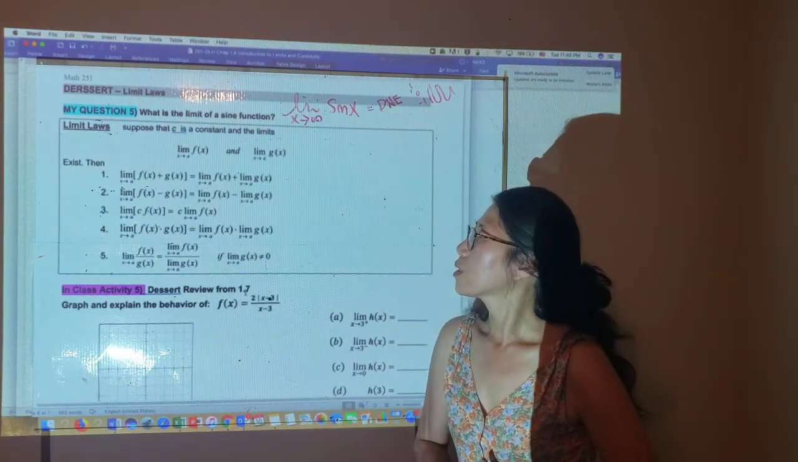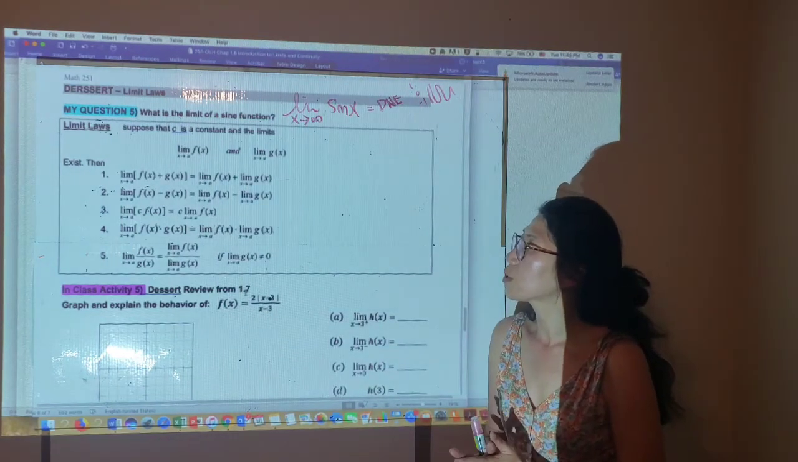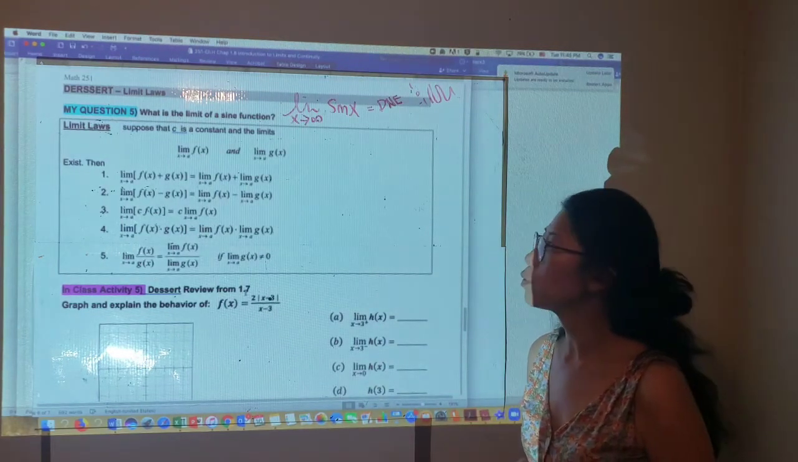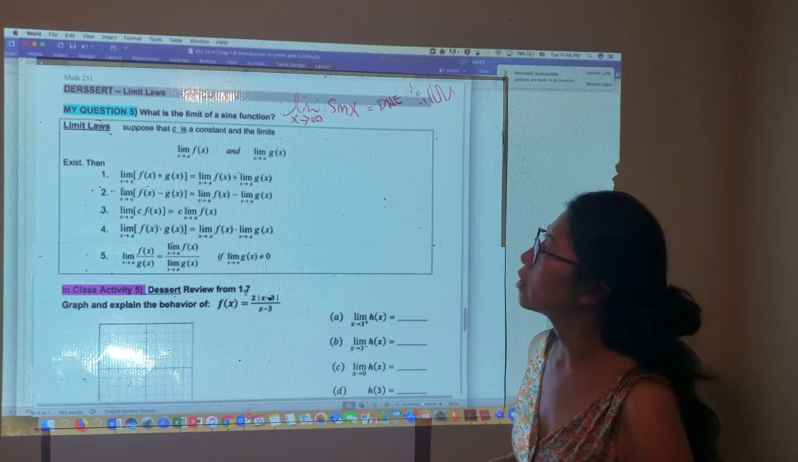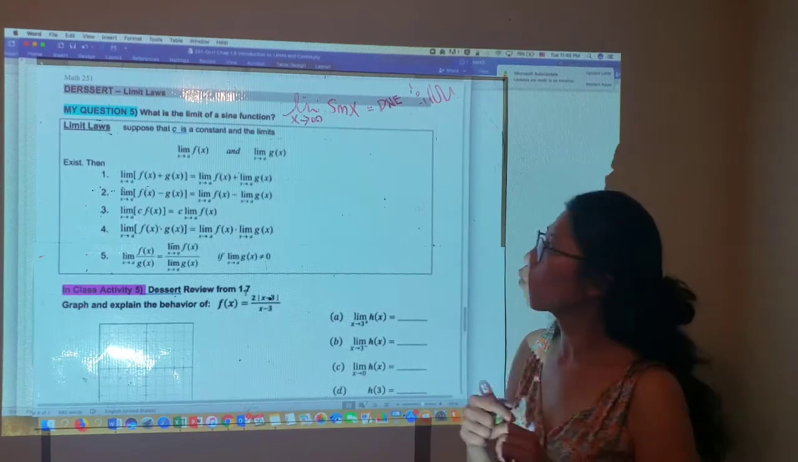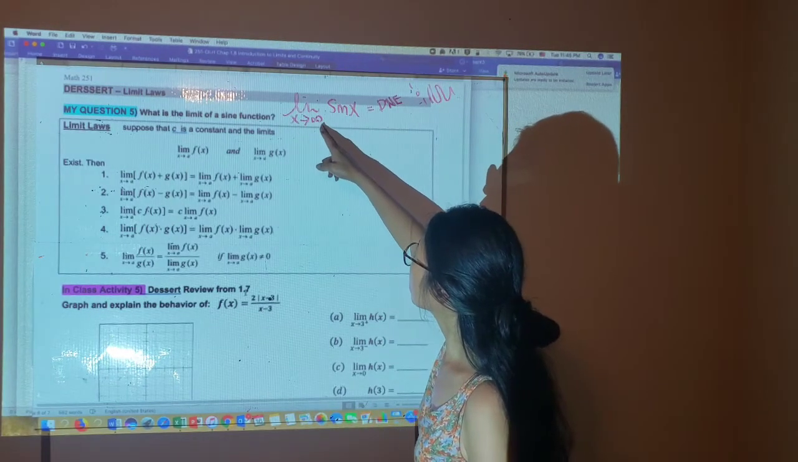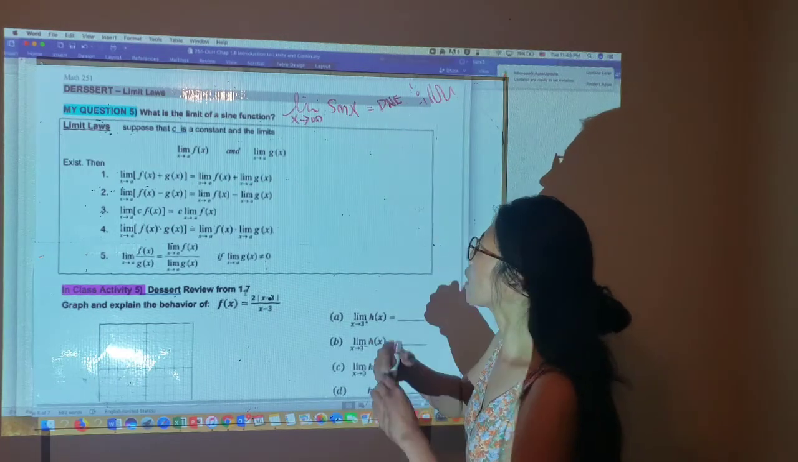So class, let's look at the dessert part of it today. We are almost done. We are going to review and study the limit laws. But before we do, I want to review the limit of the sine function. Depending on the question, you have to be careful. As x goes to infinity, the limit of the sine function does not exist.